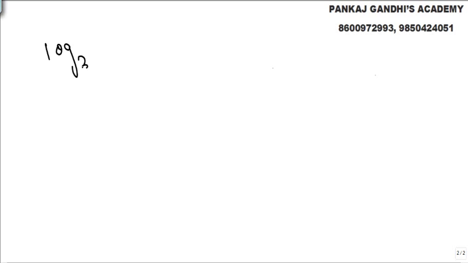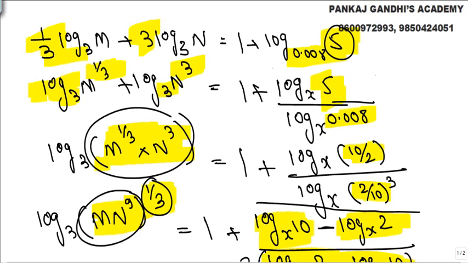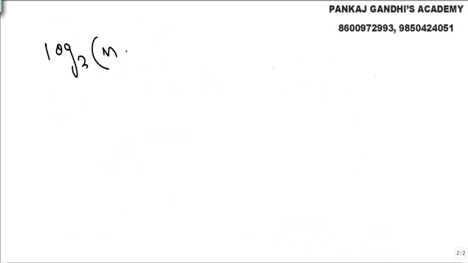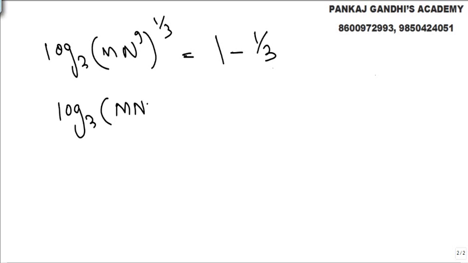Log to the base 3, log to the base 3, what all we had got, check it: mn raised to 9, cube root, 1 minus 1/3. Now there is nothing further, basic things are there. Raised to 1/3 equal to 2/3.